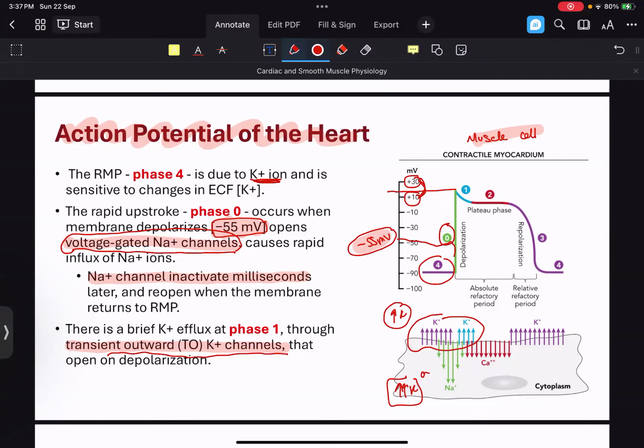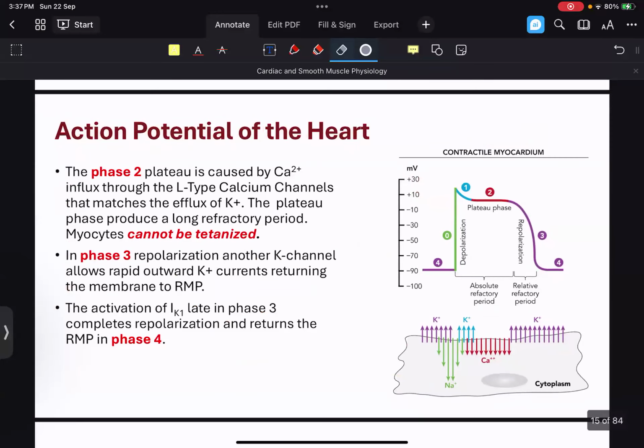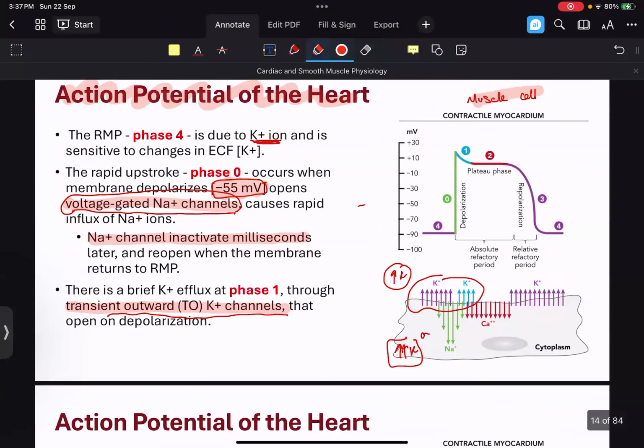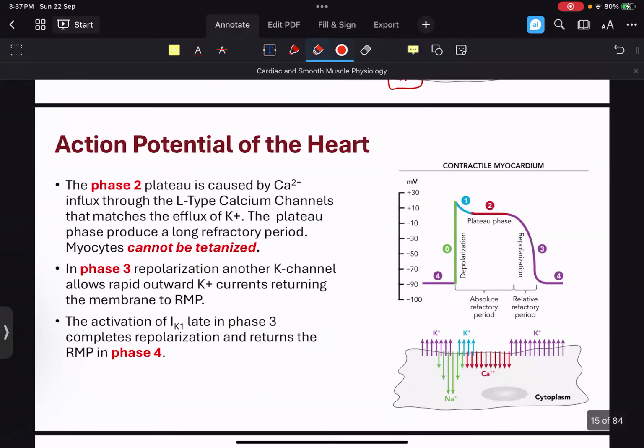You're welcome. Now, Leon, is phase 0 where contraction happens? No, phase 0 is not where contraction happens, not yet. We'll get to the phase where contraction happens in a bit. Phase 0 is just the depolarization phase. Now let's move on. So we did phase 4, 0, and 1. Now we're at phase 2. So let's just recap real quick. We said at phase 1, you have the opening of the transient outward potassium channels.